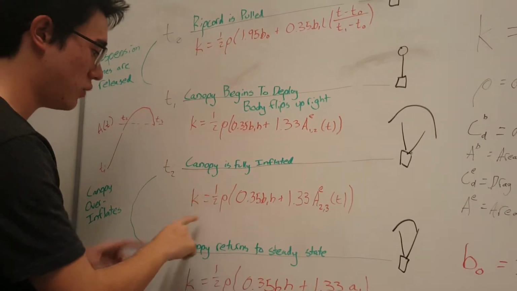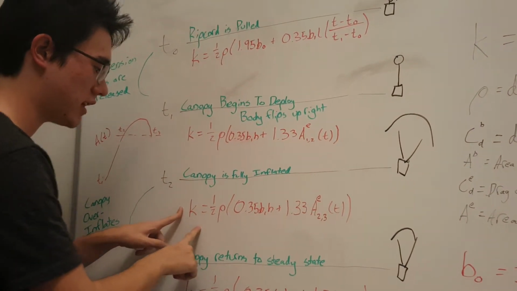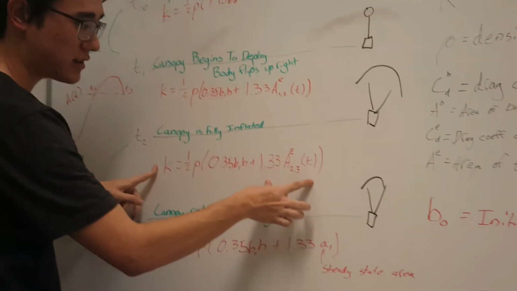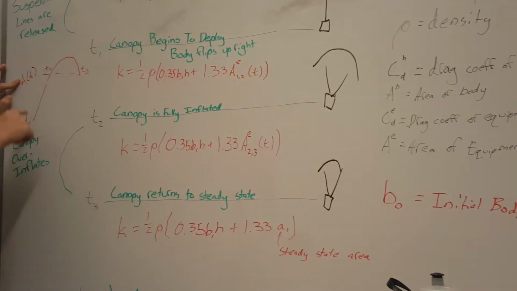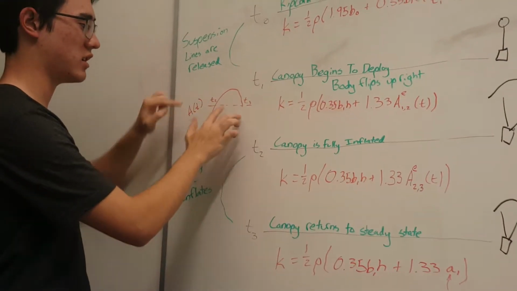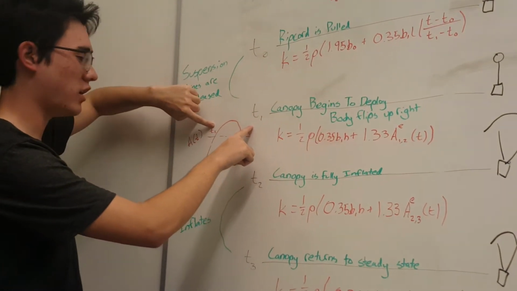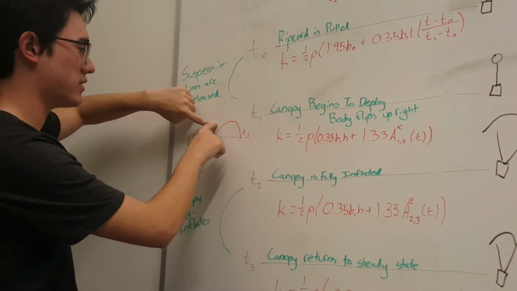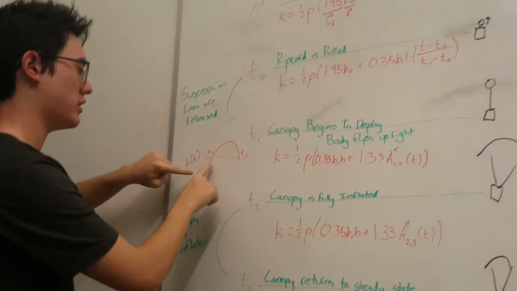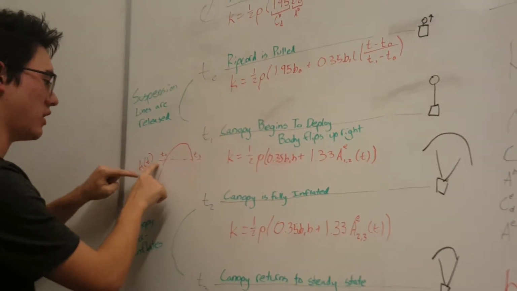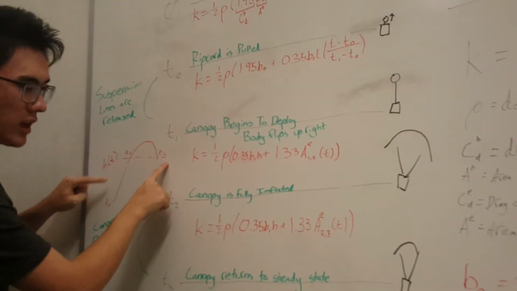Canopy is fully inflated. We get a new k value during this time. It's still reliant on that A function here. It's just we're focusing in on a different subinterval of A, right? Just this little hump of it's gone past the steady state area, but it hasn't leveled out yet.